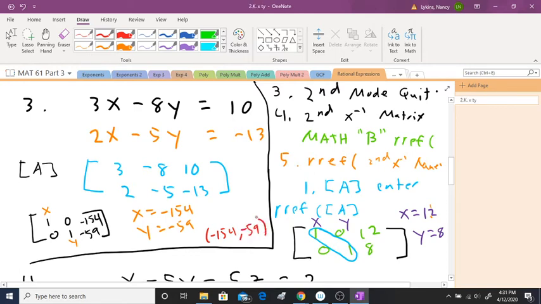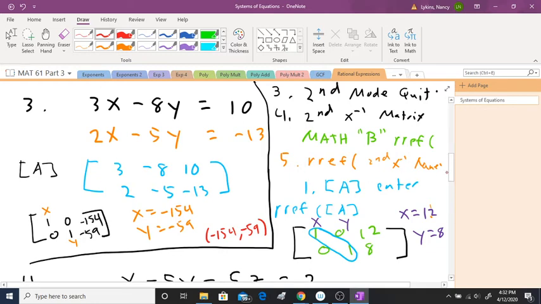Always go back and check your work. This does work, but you need to check in both equations and put X and Y in. And the first one would equal 10, and the second one would equal -13. If they do not equal, that means you've done something wrong.